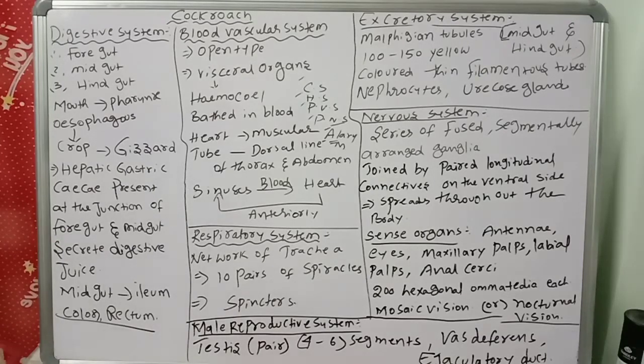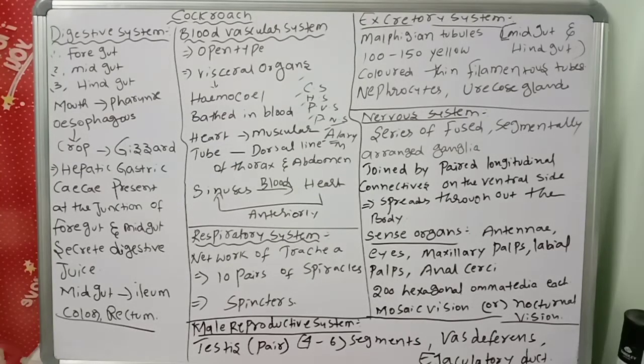Okay, we will discuss what the excretory system consists of and how it works. The excretory system consists of malpighian tubules, found where the midgut and hindgut are joined. At the junction between the midgut and hindgut, there are some 100 to 150 yellow colored thin filament tubes.